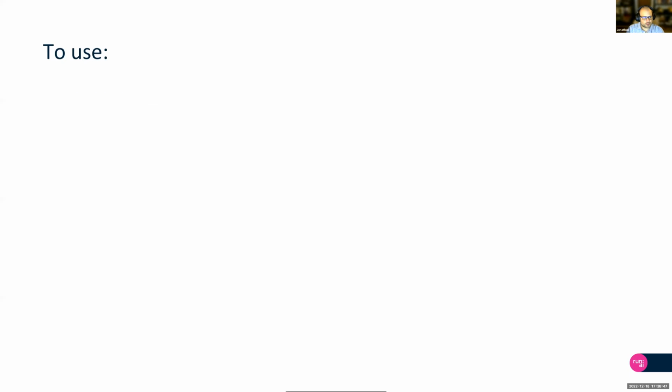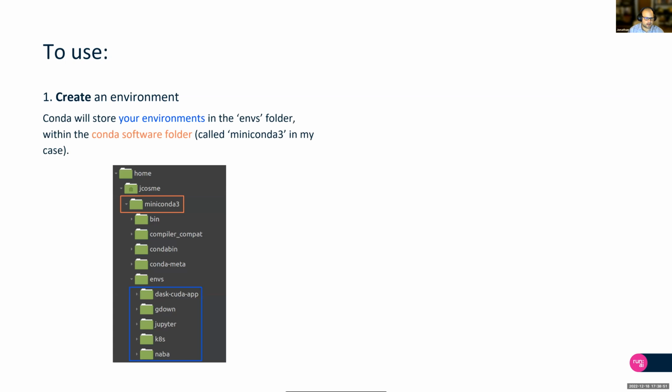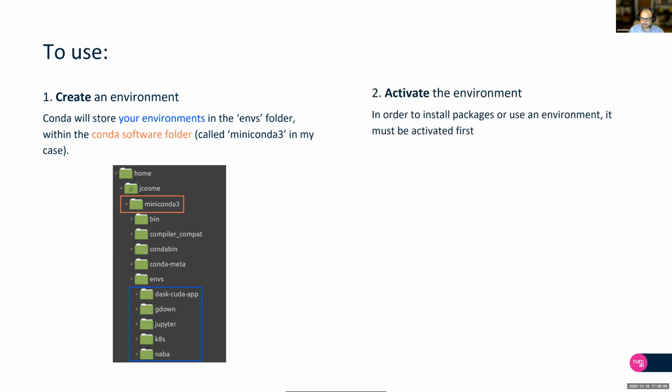Okay, so in order to use Conda and Mamba, one, you're going to create an environment. Just FYI, within the installation folder of Conda, you're going to have this envs folder, which stands for environments. Within this folder, there will be a folder for every single environment that you create. So just FYI. And once you've created an environment, you're going to activate the environment.